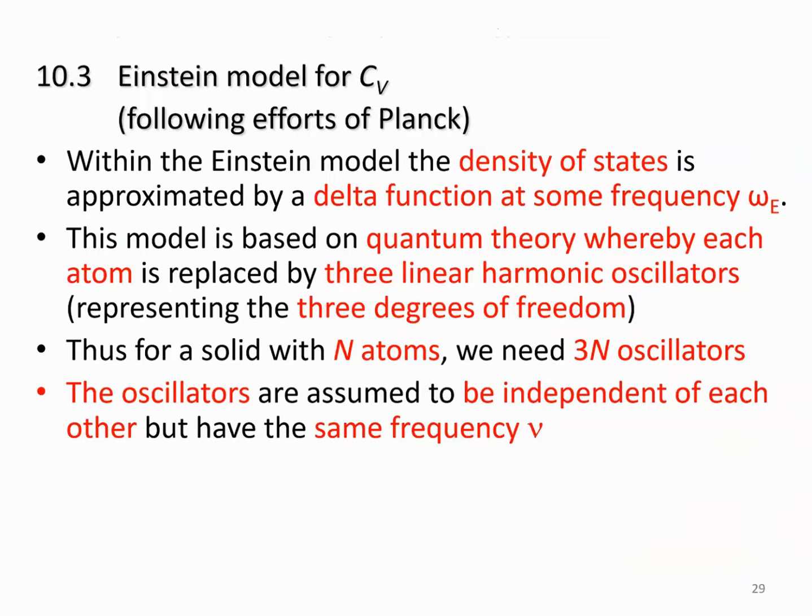So previously we considered that each atom vibrates in 3 degrees, but now Einstein assumed that each atom is actually converted into 3 vibrators. Because each atom can vibrate in 3 degrees, we just consider it as having 3 oscillators. Then if you have n atoms, you have 3n oscillators. The oscillators are assumed to be independent of each other, but have the same frequency.